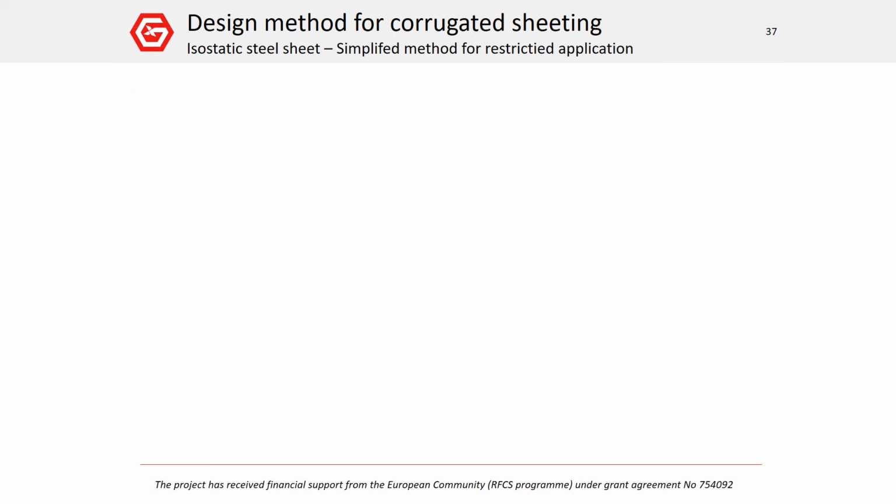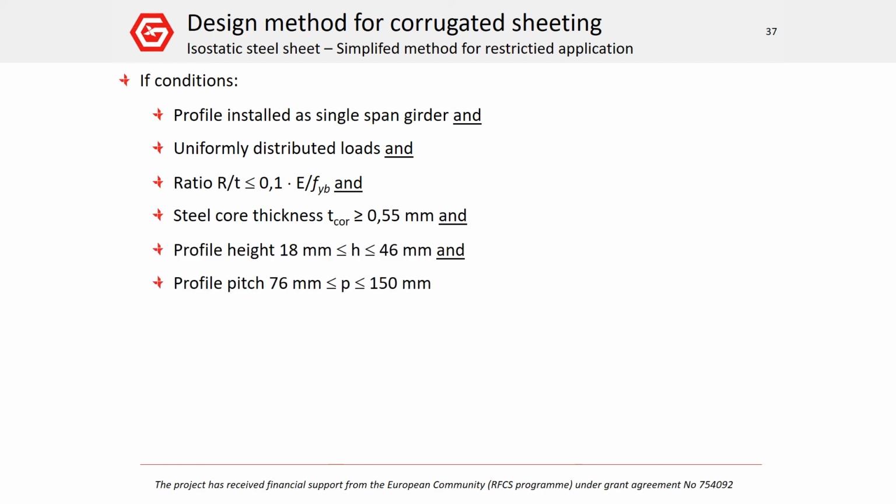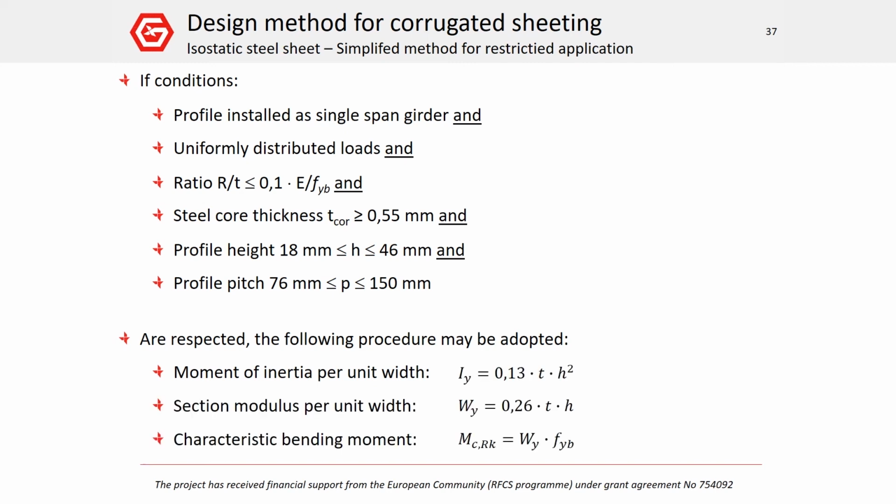The second method is the simplest. It comes from the Eurocode silo approach and can be applied in a precise field. If the following conditions are respected, steel sheet on two supports under uniformly distributed loads, presenting an r/t ratio less than 10% of the ratio between Young modulus and yield stress, with a design steel thickness more than 0.55 mm, and these geometric proportions, then the moment of inertia, the section modulus, and the characteristic bending moment can be estimated with the following relations.